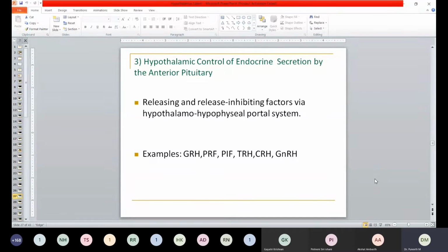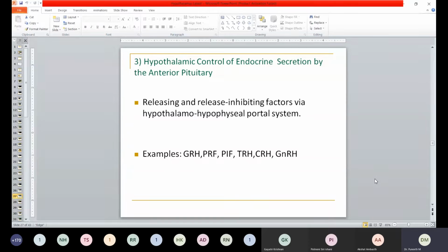How will it do this? It will secrete something called releasing hormones and release inhibiting hormones via the hypothalamo-hypophyseal portal system. So I will give some examples of hormones produced by the hypothalamus, which control the secretion and release of hormones from the anterior pituitary. First is GRH, growth hormone releasing hormone. You can also write it as GHRH. One more is GHIH, growth hormone inhibiting hormone.